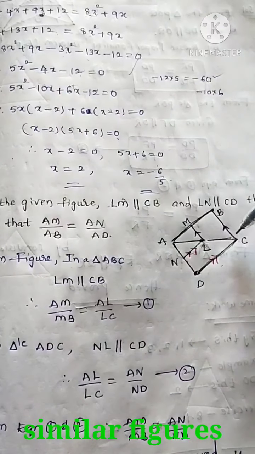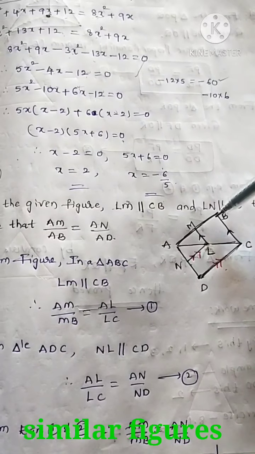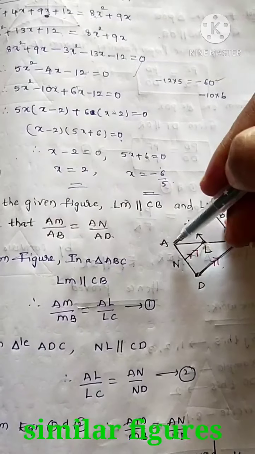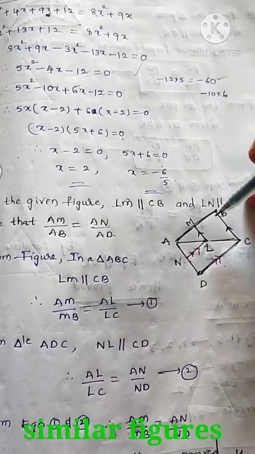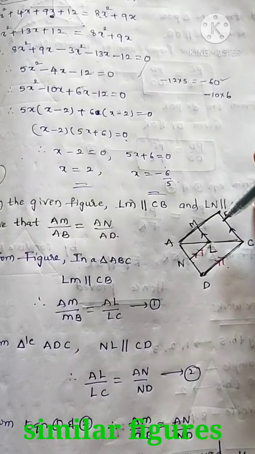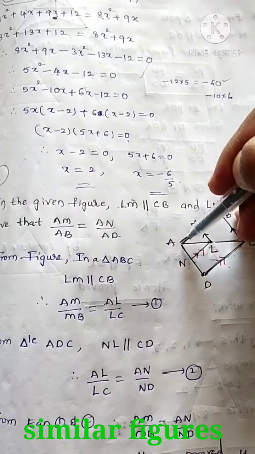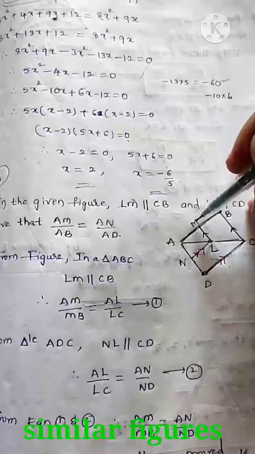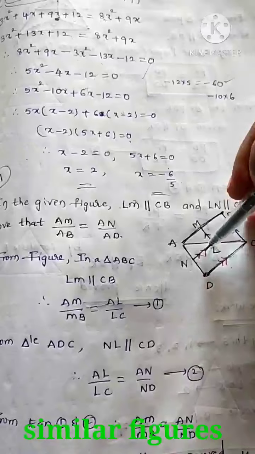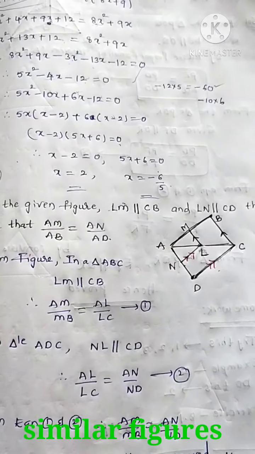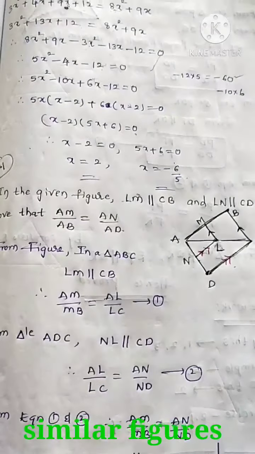When parallel is given, what should you do? Boys and girls, observe the triangle. What is the main triangle? This is the main triangle. These are parallel, so use the vertex and simplify. AM by MB is equal to AL by LC. Why? Because parallel means, by using the BPT theorem, definitely proportional.